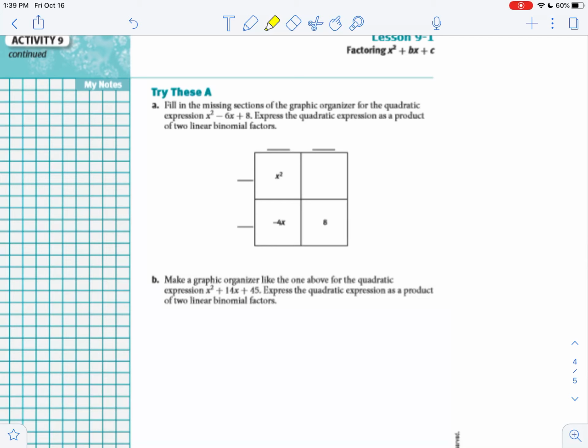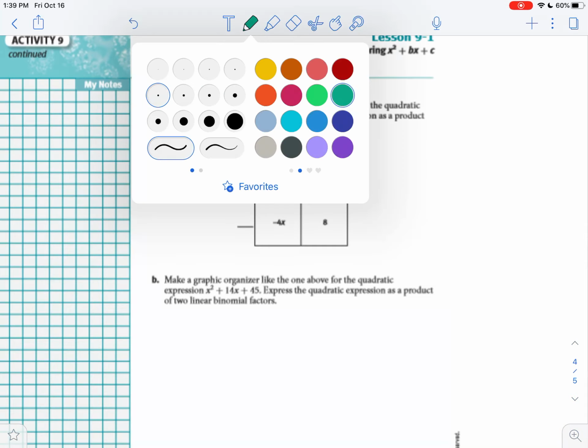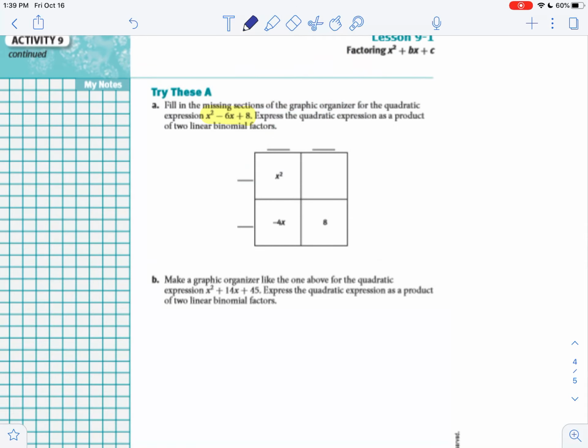So let's look at this one. It says fill in the missing sections of the graphic organizer for the quadratic expression x squared minus 6x plus 8. Okay, so let's look and see. If we have to multiply to 8, but add to negative 6, then we know that if we have to multiply to positive, but add to negative, they're both going to have to be negative.